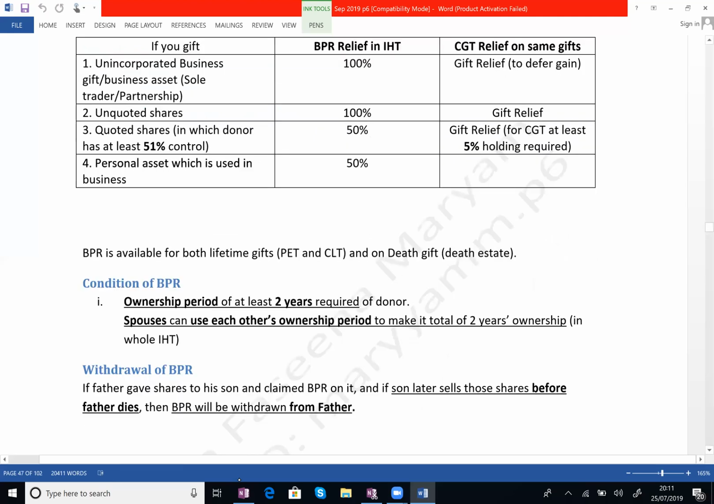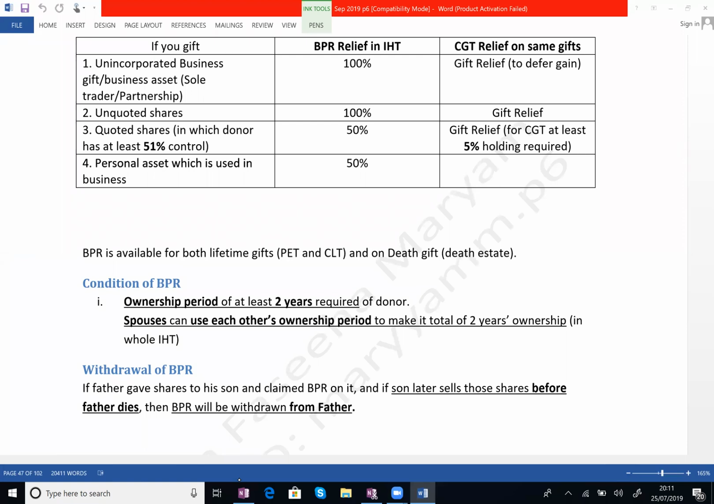BPR is a relief. When the tax department gives you relief, the tax department imposes conditions. There is one condition: an ownership period of at least 2 years is required before gifting the unincorporated business, unquoted shares, quoted shares, or personal asset which is used in the business. Clear? If you have less than 2 years' ownership period, then no BPR is available.